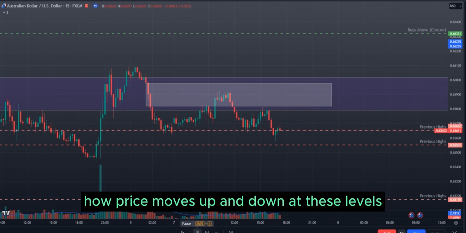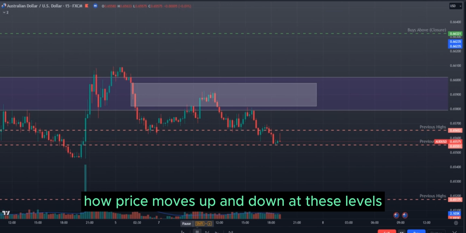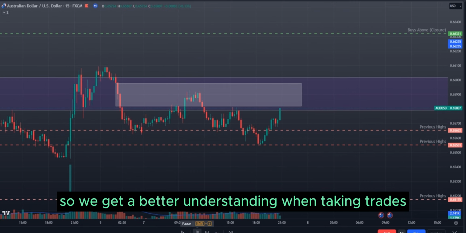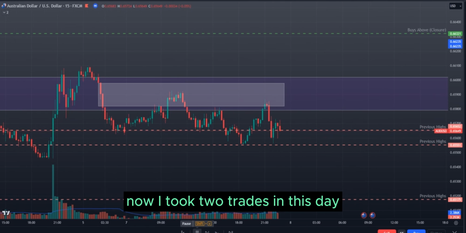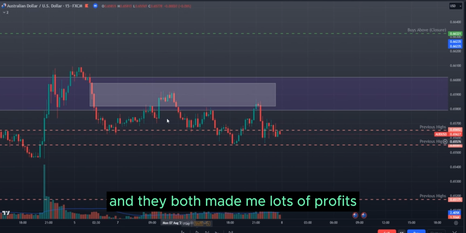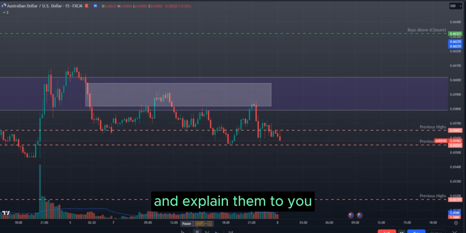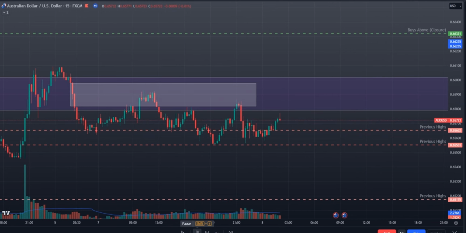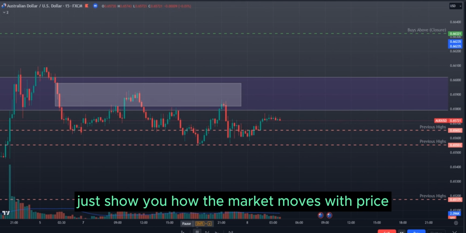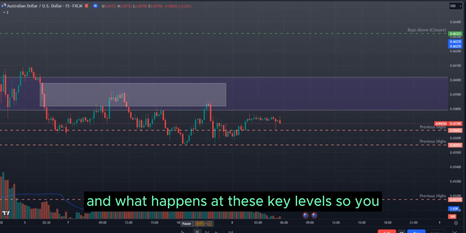We're just going to show how price moves up and down at these levels so we get a better understanding when taking trades. Now I took 2 trades in this day and they both made me lots of profits. So I'm going to go down on these trades and explain them to you, and show you how the market moves with price and what happens at these key levels.